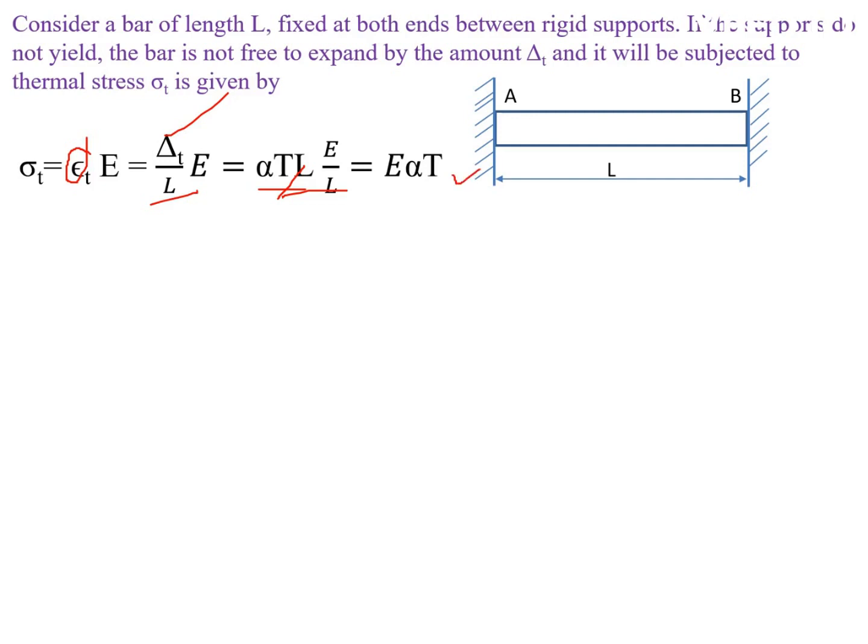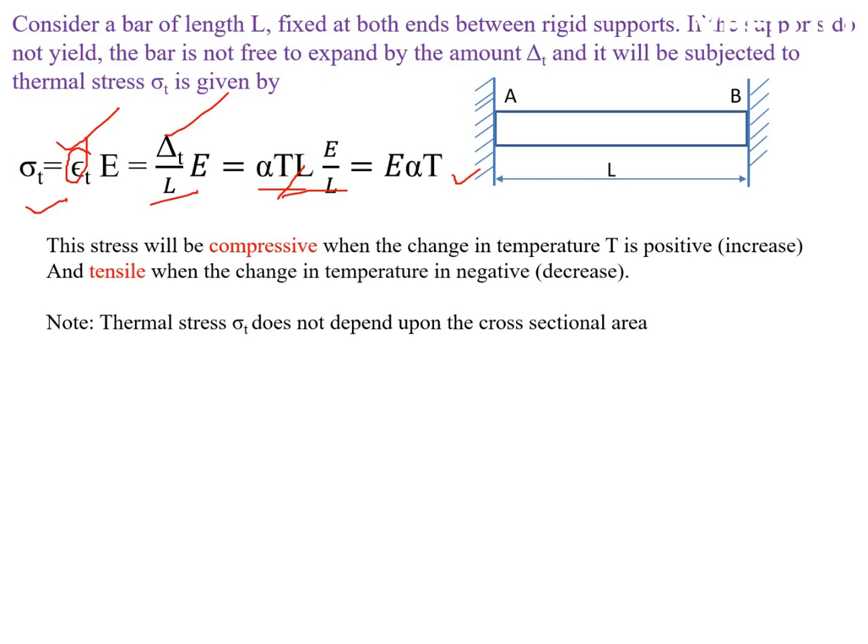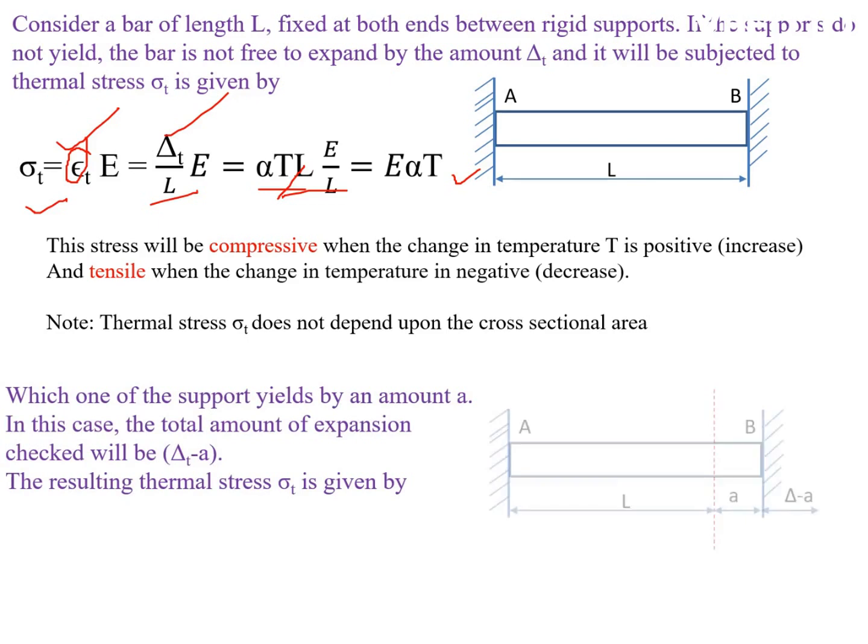Previously we discussed the formula for the thermal strain. Here we have to remember the formula for the thermal stress. And one more thing you have to remember: the nature of the stresses is compressive when the change in temperature is positive. Similarly, the nature of the stresses is tensile when the change in temperature is negative. And one more thing to remember: these thermal stresses, sigma T, do not depend upon the cross-sectional area.